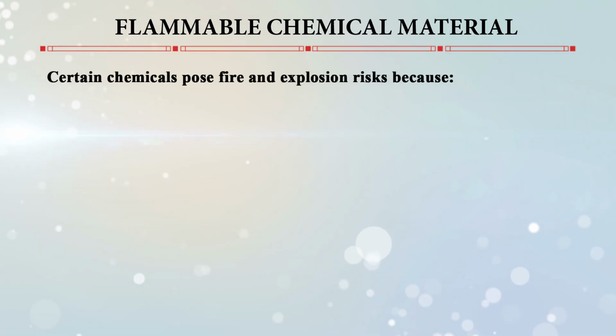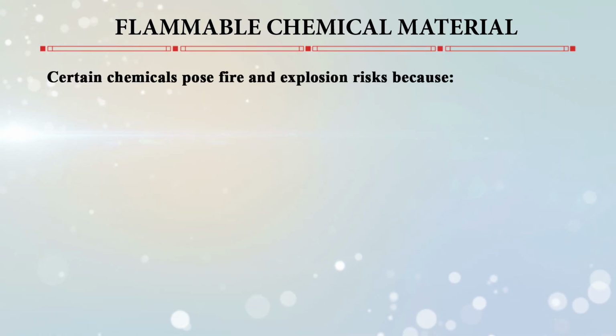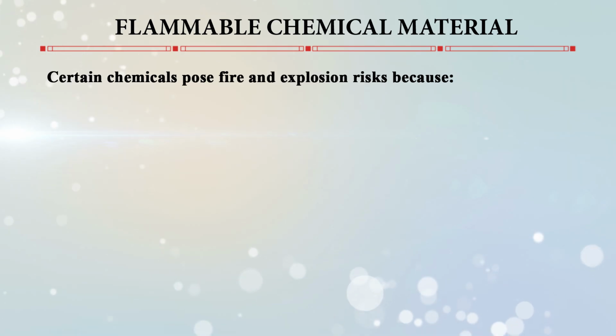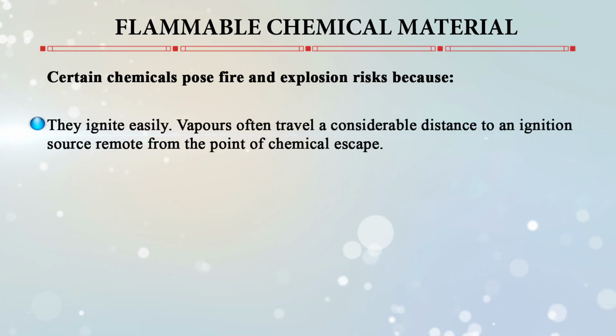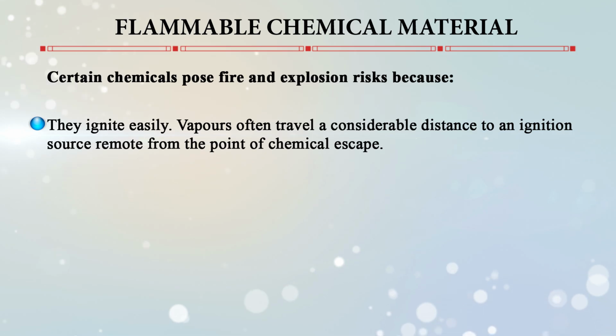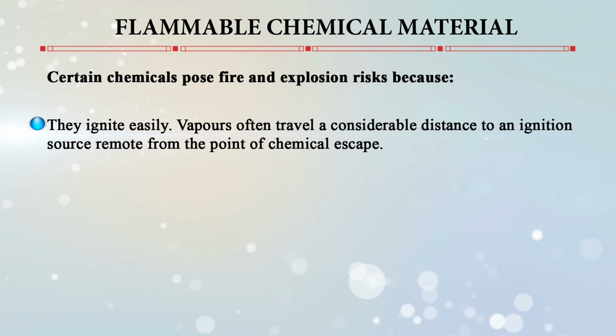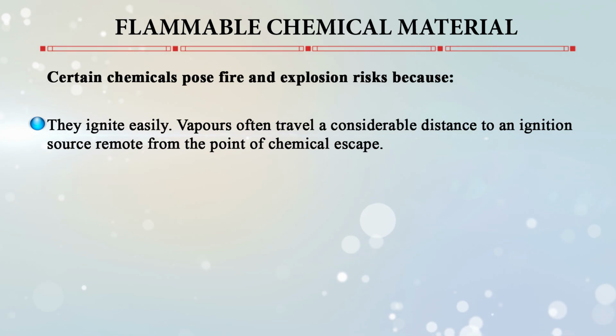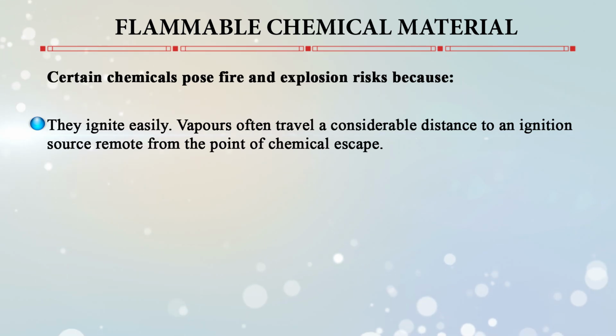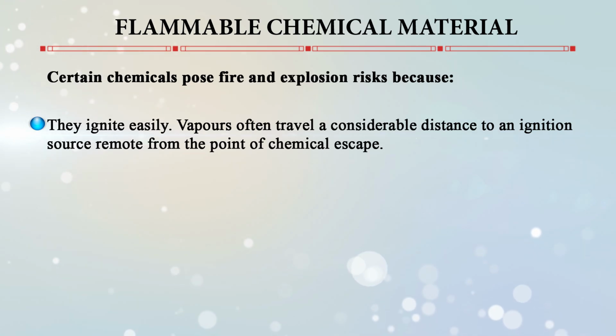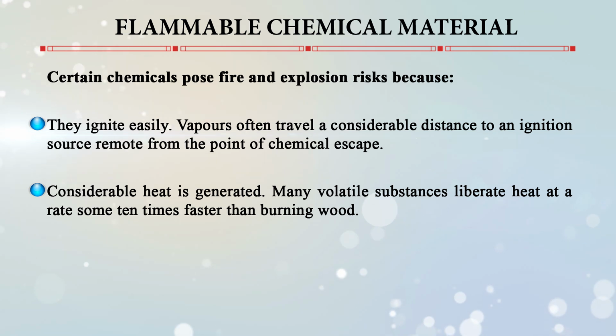So first we have to see what exactly the flammable chemical materials are. Certain chemicals definitely have fire as well as explosion risks because they ignite easily, and also their vapors frequently travel a considerable distance to an ignition source remote from the point of chemical escape. Considerable heat is generated in this process.